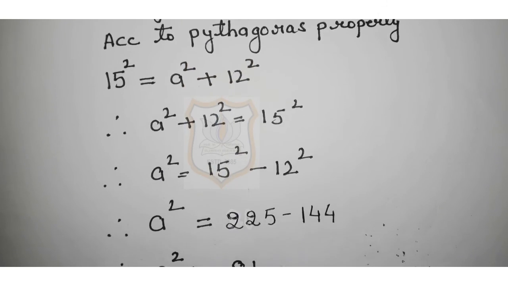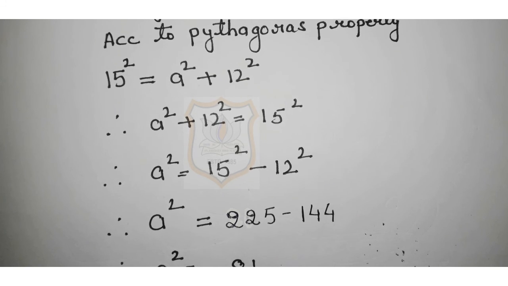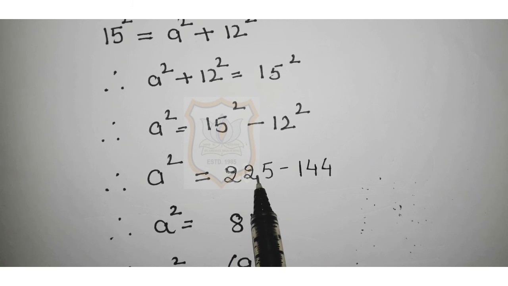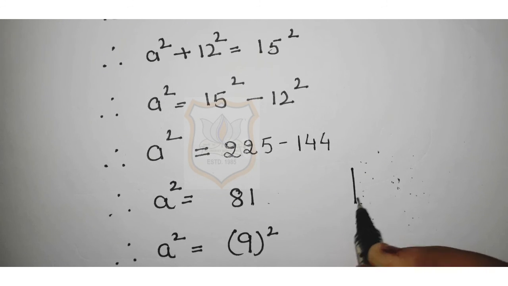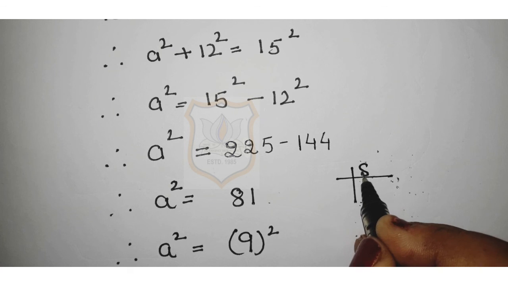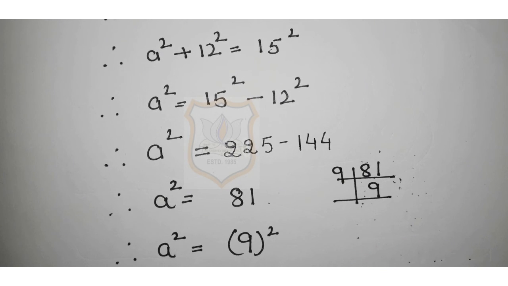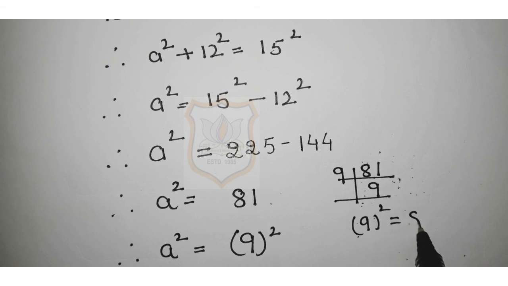Now 15 square is equal to 225, 15 times 15 is 225. 12 12s are 144. Now after subtracting 144 from 225, we will get 81. So A square is equal to 81. Again, we have to find out the LCM of this 81. 9 9s are 81. So 9 square is equal to 81.